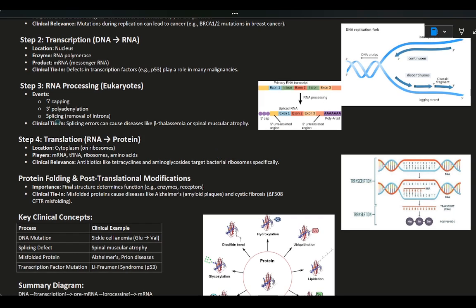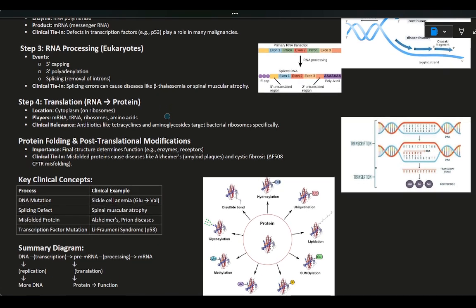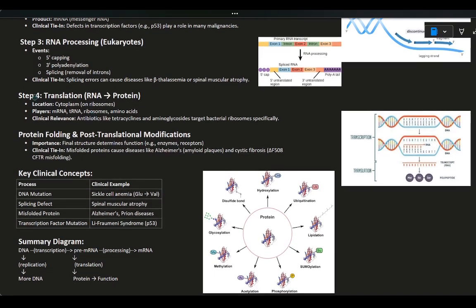This step is also clinically relevant because splicing errors can cause diseases like beta thalassemia or spinal muscular atrophy. Beta thalassemia has to do with some malfunction or deformed structure of the red blood cell. I can talk about this more in a future video if needed.